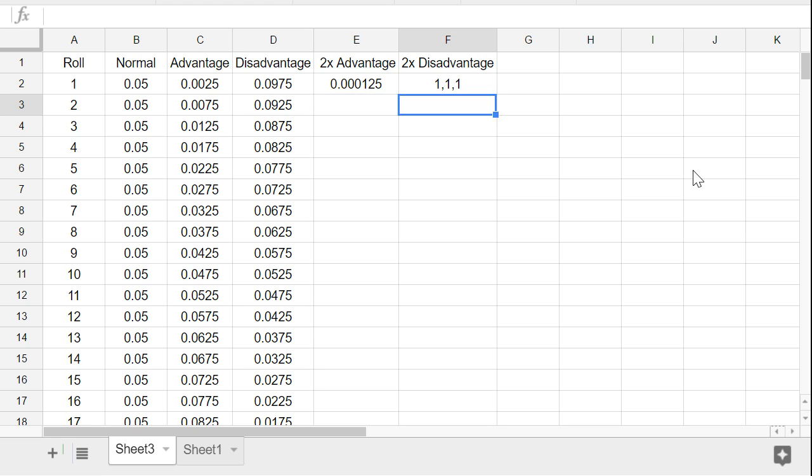How many ways can you roll a 2? Well, there has to be at least 1 2 in there, right? So 2, 1, 1. 1, 2, 1. 1, 1, 2. So that's all the ways you can have 1 2. How many ways can you have 2 2s? 2, 2, 1. 2, 1, 2. 1, 2, 2. And then how many ways can you have 3 2s? Well, there's exactly 1 way.